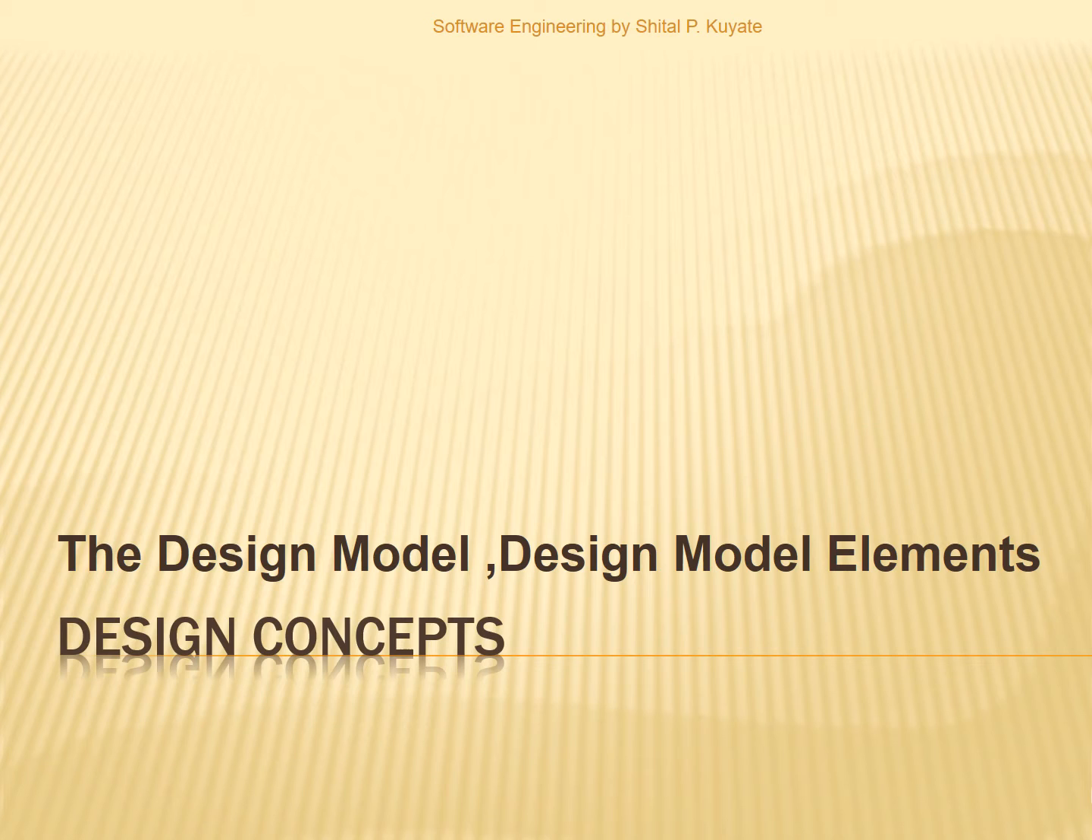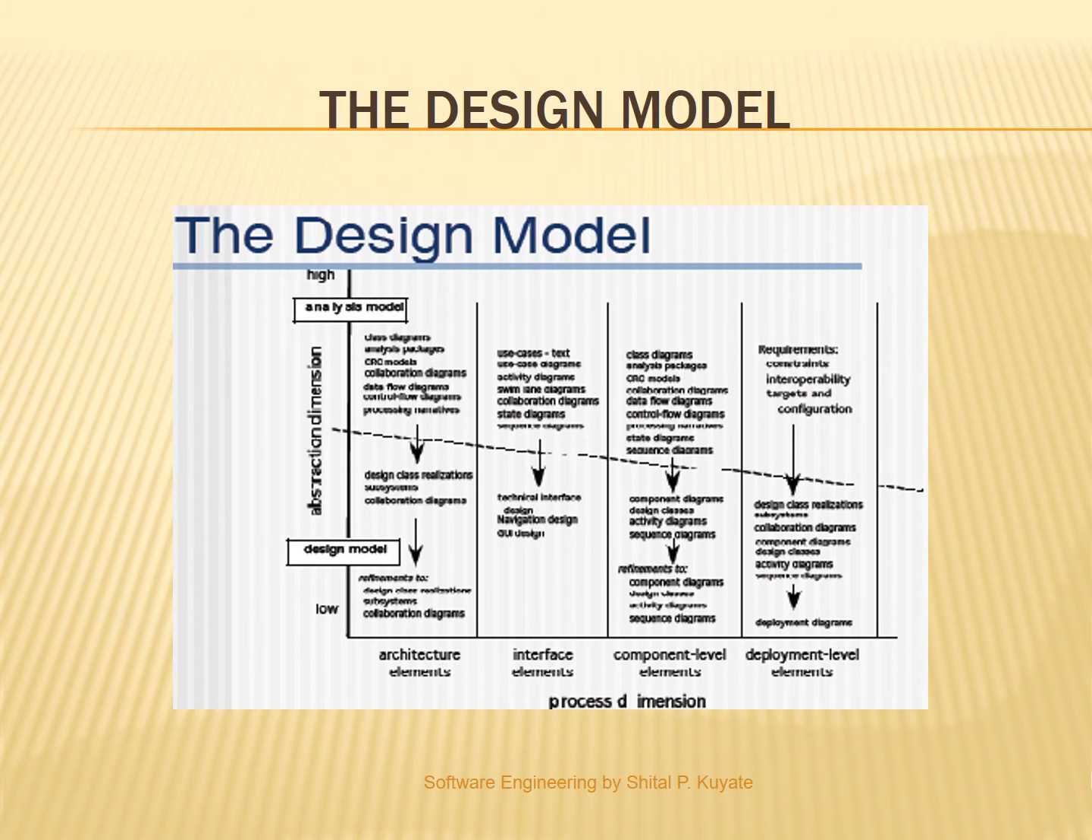Hello everyone. Today I am going to discuss the design model and the design model elements from Chapter 5, Design Concepts. Let us start with the topic of the design model. Software design is a process of defining software methods, functions, objects, and the overall structure and interaction of the code so that the resulting functionality will satisfy users' requirements.